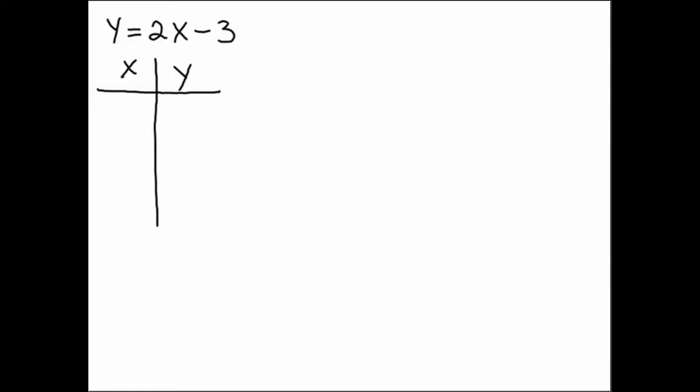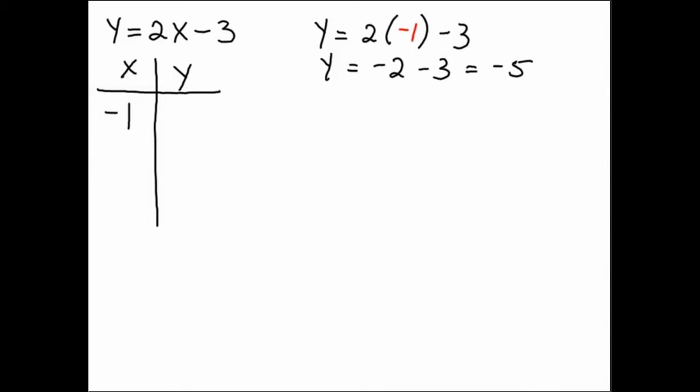I'm going to begin by choosing -1 for x. And what that means is we are going to substitute -1 into our equation and then solve for y. So y will equal -2 minus 3, which is -5. And we're going to place that -5 in our table next to the -1 to show our first ordered pair, -1, -5.